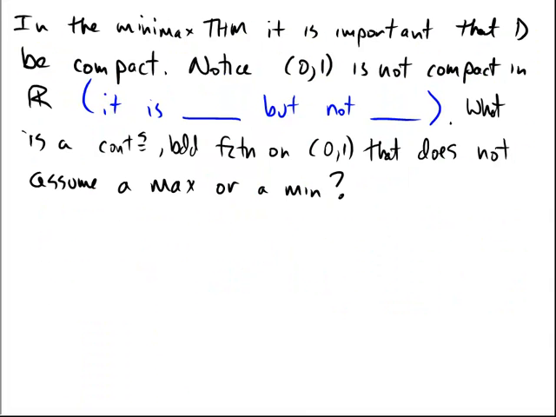Okay, now it's really important in the Minimax theorem, this is vital, that D be compact. Consider an open interval like 0 to 1. This is not compact in R, right? This is bounded, an upper bound would be 1 and a lower bound would be 0. It is bounded, but it ain't closed. This is not a closed subset. So what would be an example of a continuous function on (0, 1) that does not actually attain a minimum or a maximum? Well, let's just take a relatively simple example. Let f of x equal just the standard parabola. Let f of x equal x squared.